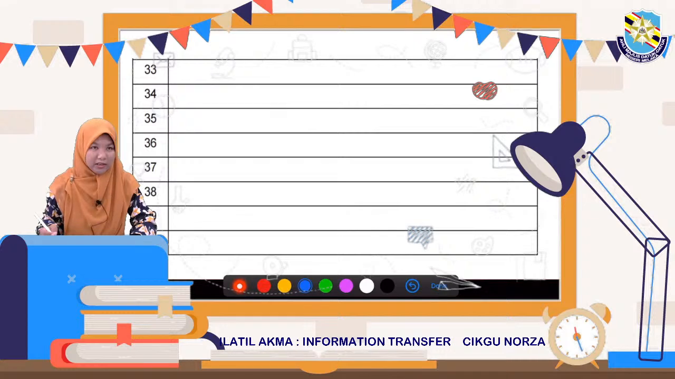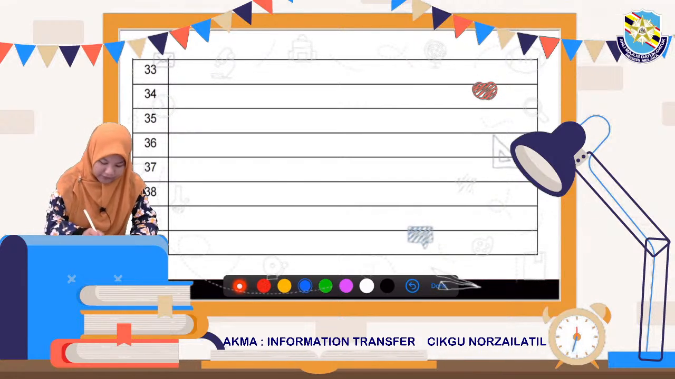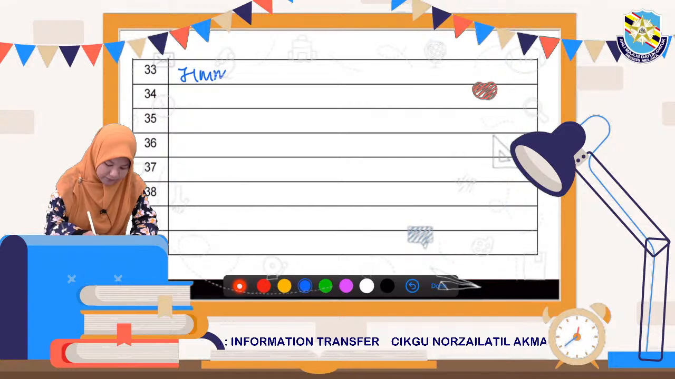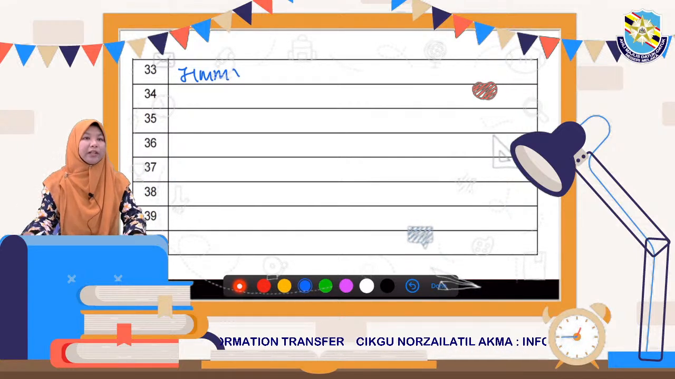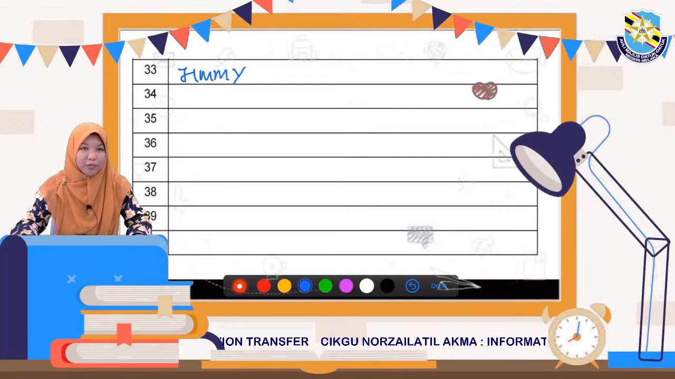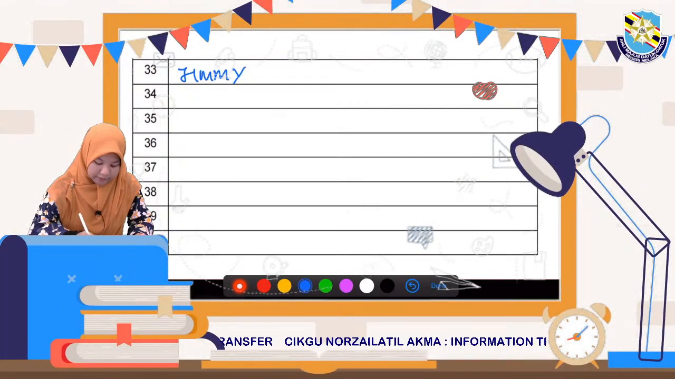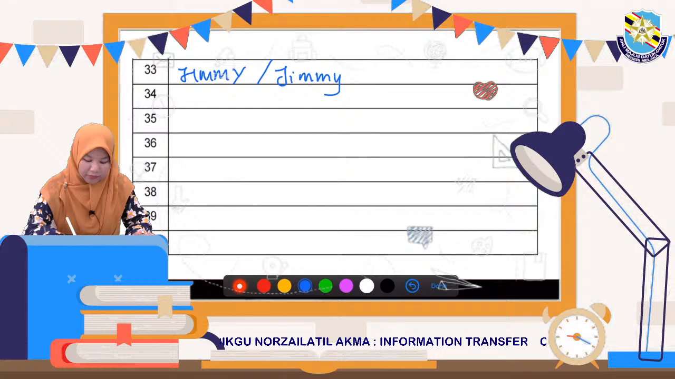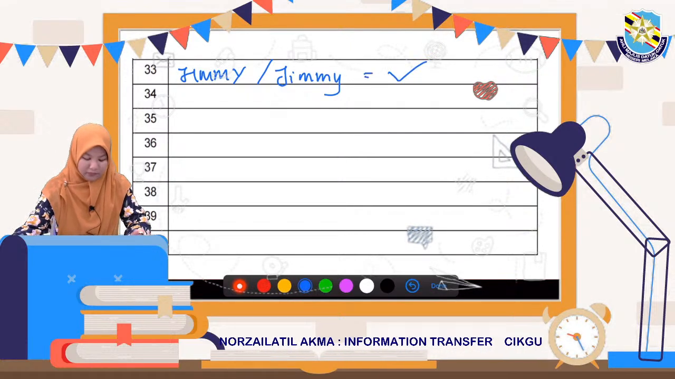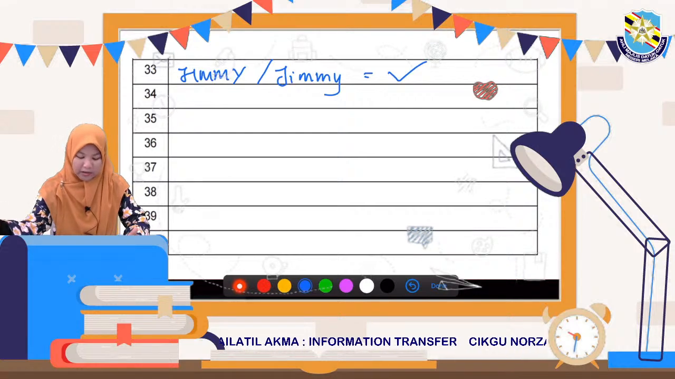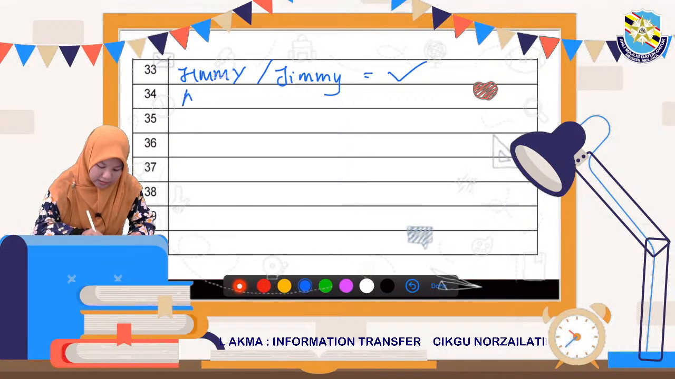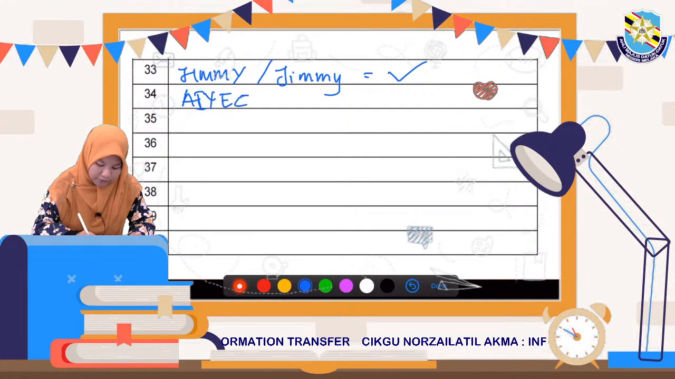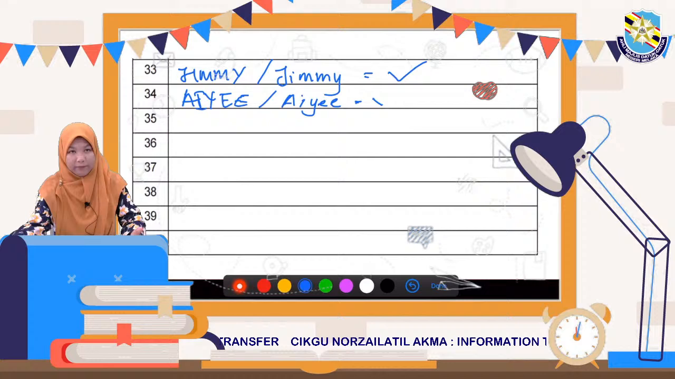For question 33, the answer just now is Jimmy. And you might wonder, oh teacher, can I put J only for capital letter? Either spelling will be correct. The same goes for 34. For 34, the answer just now is IE. If you spell it as IE, it is okay.